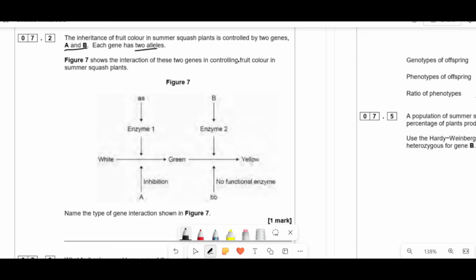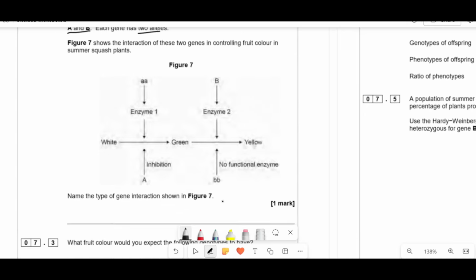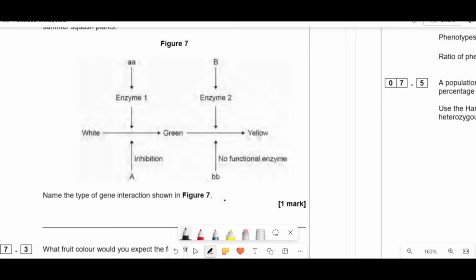So it says here, it shows the interaction of these two genes in controlling fruit color in the summer squash plants. Name the type of gene interaction shown in figure 7. So look at figure 7 and actually go look at what's going on. Loads of people said dihybrid and codominance. Dihybrid is nothing. All it means is it's just inheritance of two genes with different alleles. You could have monohybrid, trihybrid, all kinds of things like that. It's just them choosing to do two in one go instead. Codominance is where both of them express. So just have a look what's going on.